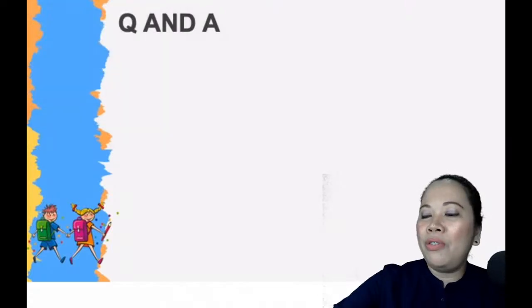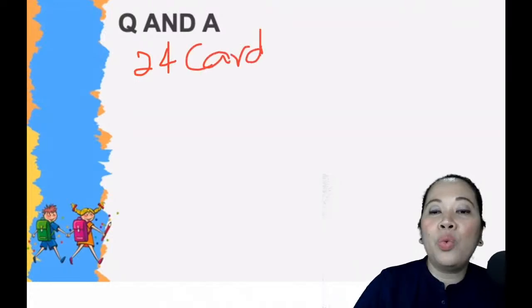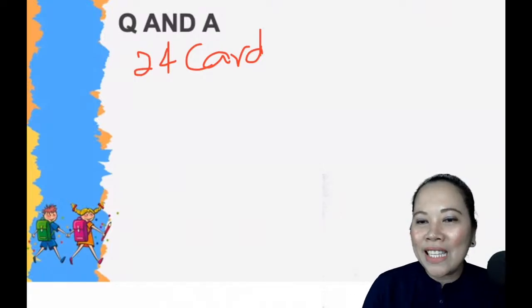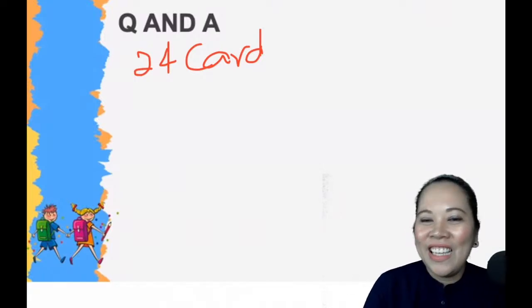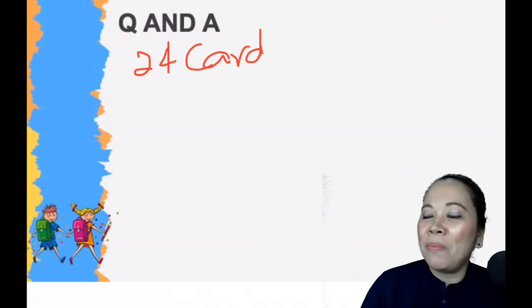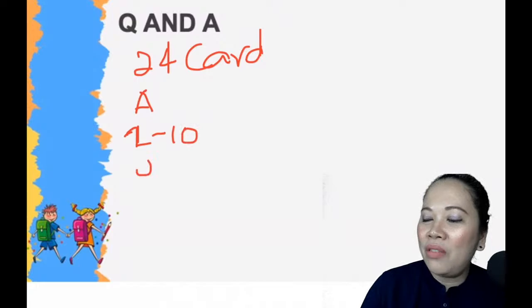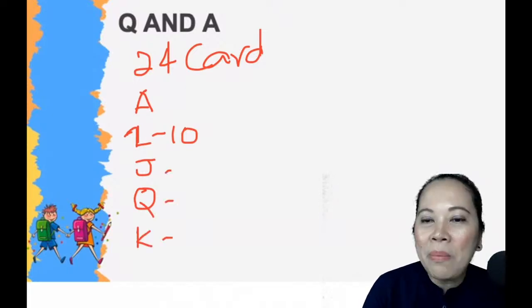So for the 24 card game, if you've been playing Tong Its, Blackjack, and all those games, you have an A, then 2 to 10, and then you have a Jack, a Queen, and a King.